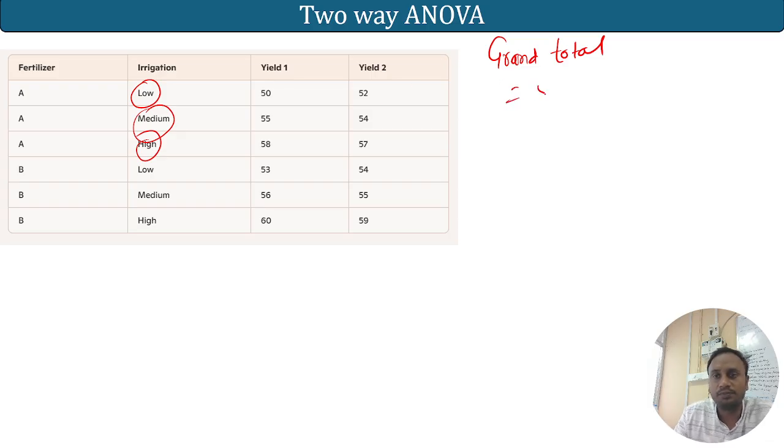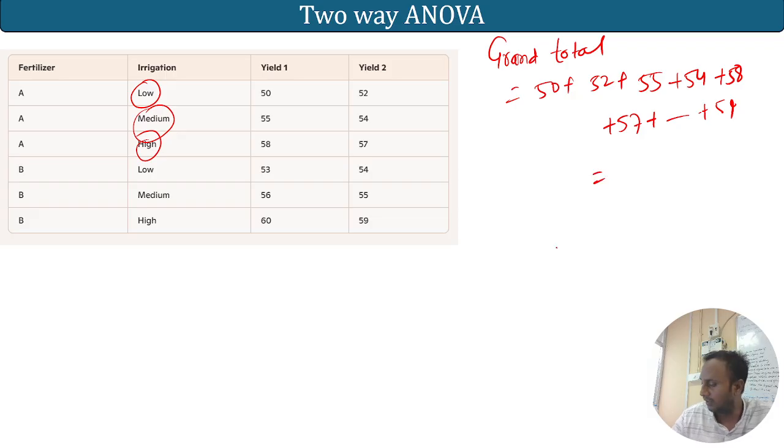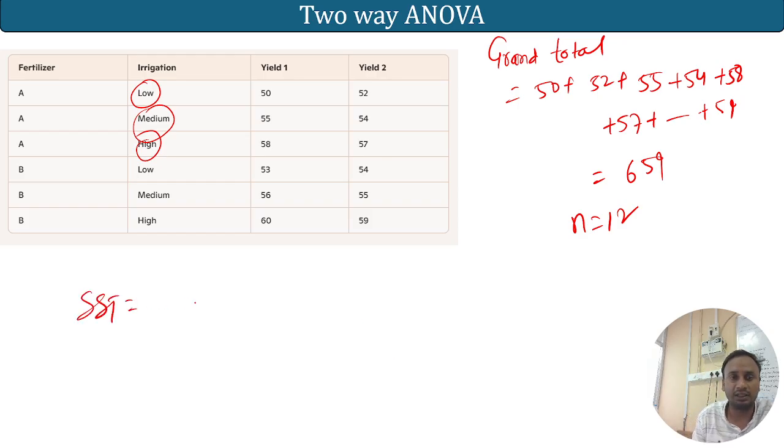How will we calculate? Summation of all: 50, 52, 55, 54, 58, 57, and so on till 59. So it will come somewhere to 659. How much n we have? 1, 2, 3, 4, 5, 6 here and 6 here, so n will become 12. So now we'll calculate the SST.